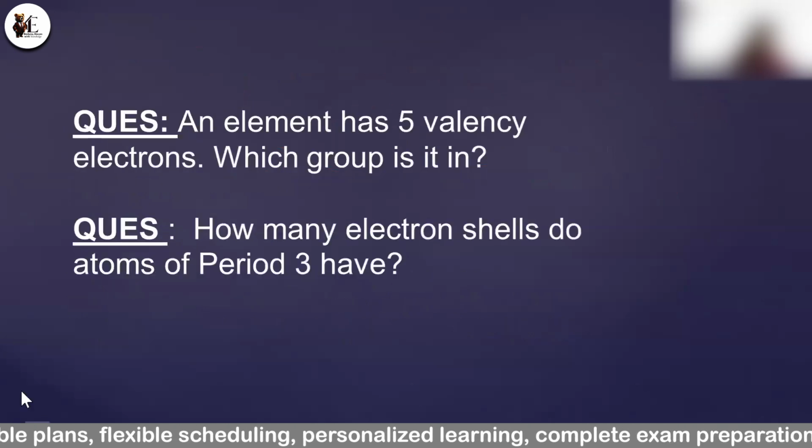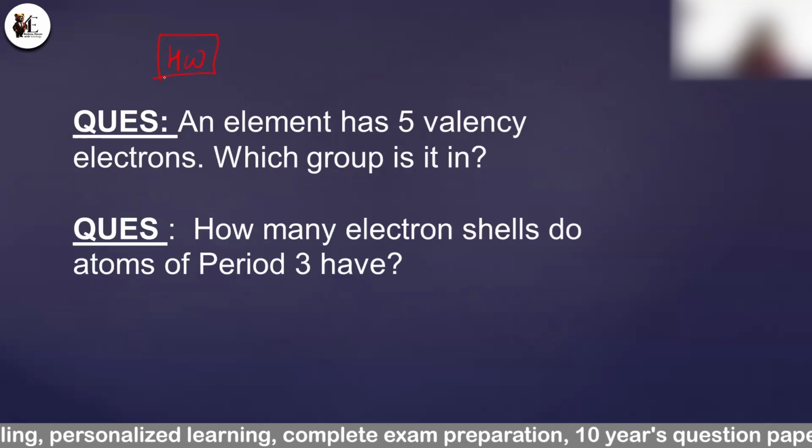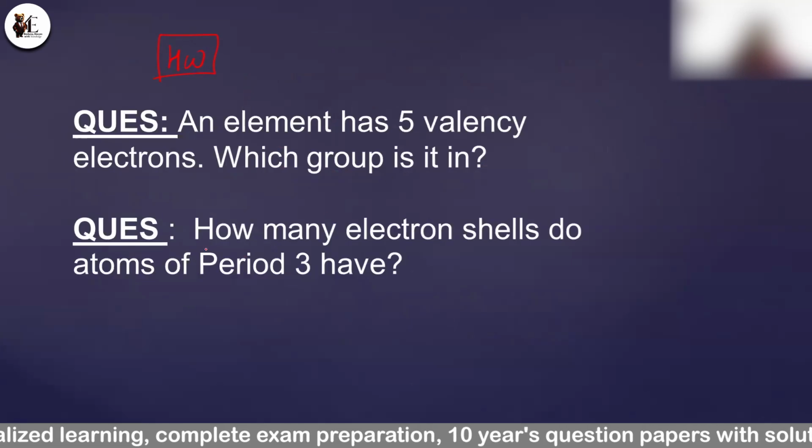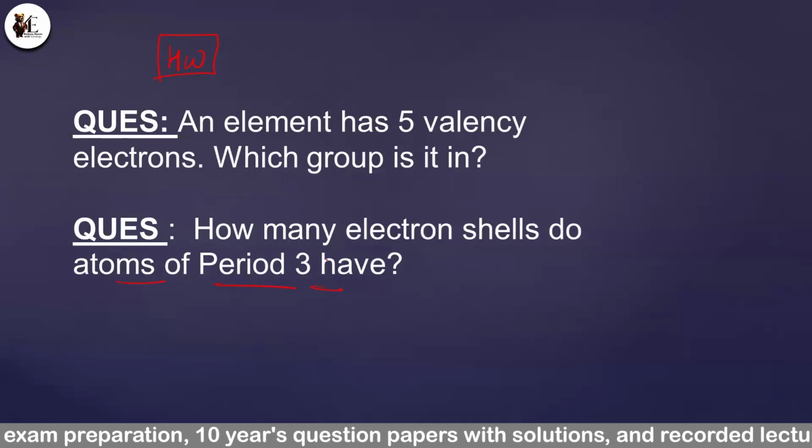So this is also your homework question. I hope you can now do this. An element has 5 valence electrons, which group is it in, and how many electron shells do atoms of period 3 have, right? Yes.